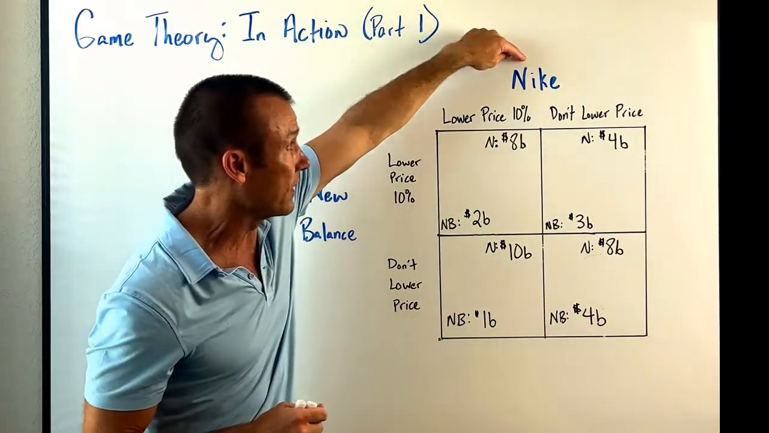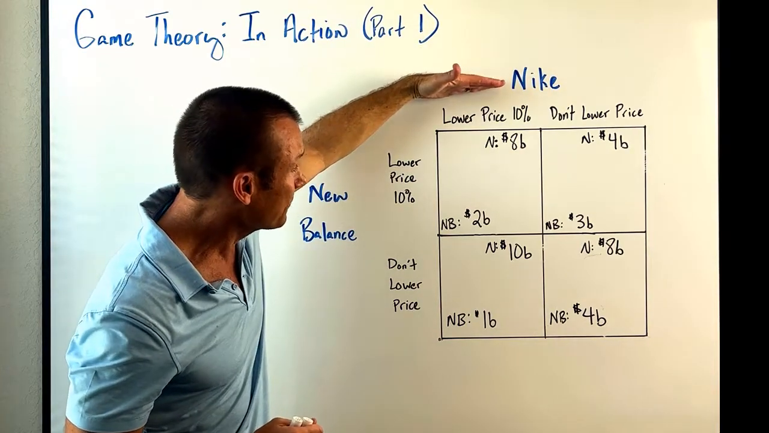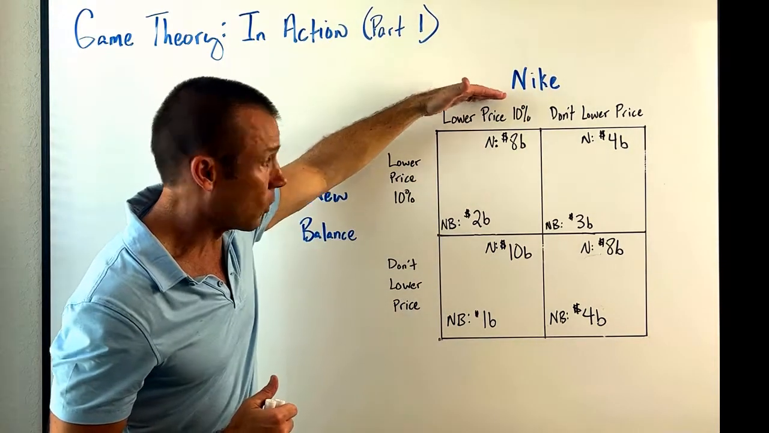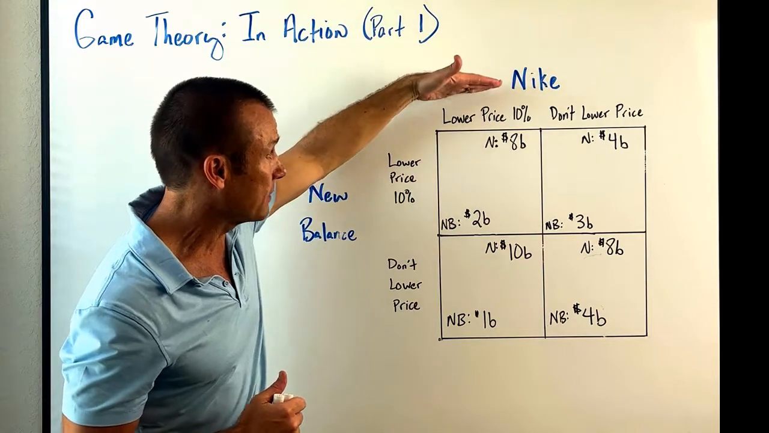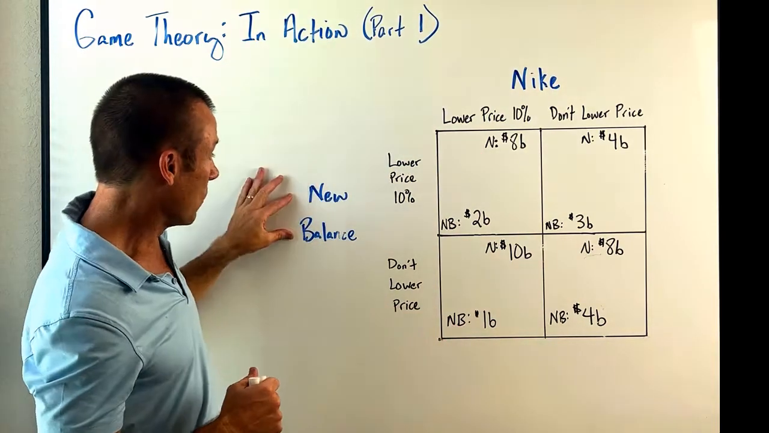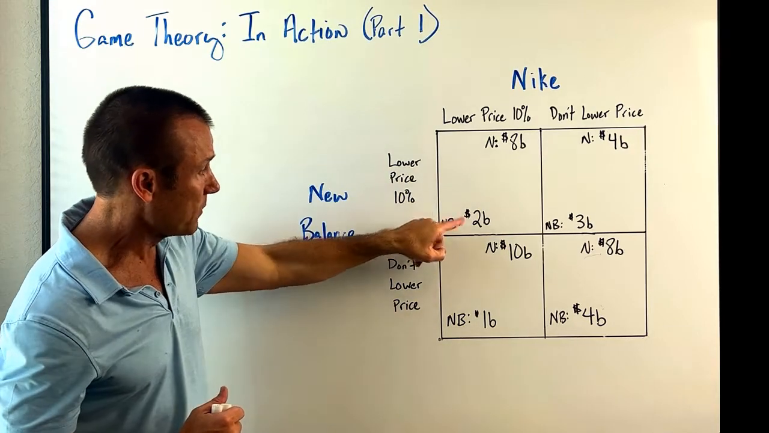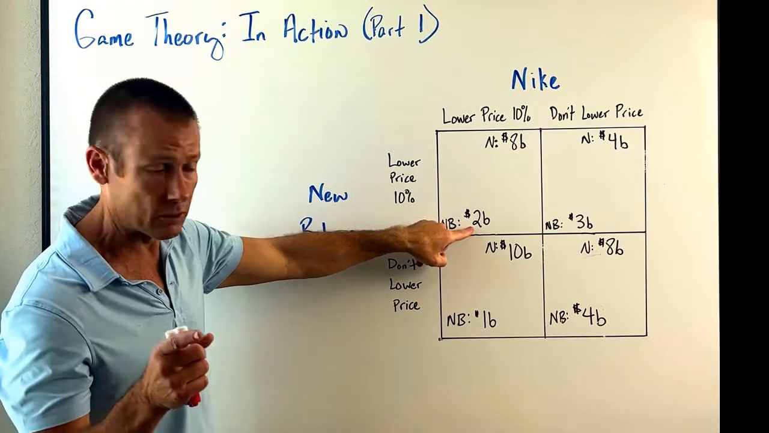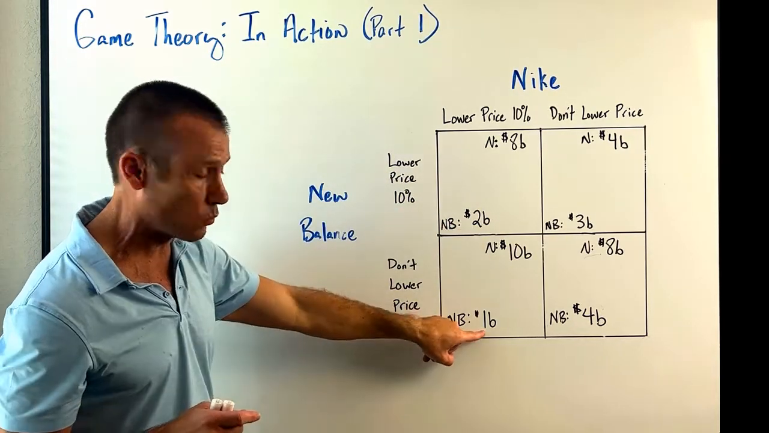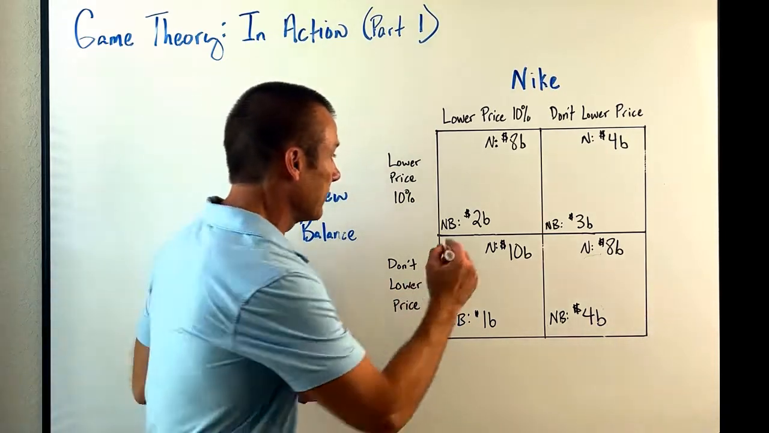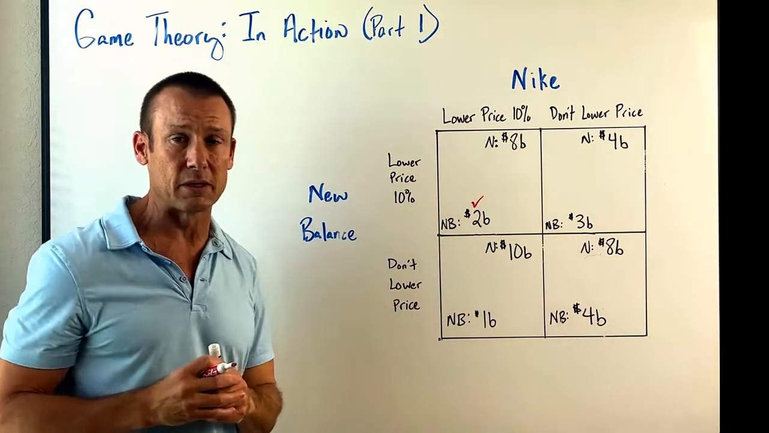What I do is I go to Nike and I say, hey, if Nike played lower price by 10%, right? So if Nike played this strategy, what would be best for New Balance? To lower their price by 10% or not lower their price? Well, if they lower their price by 10%, $2 billion in profits. If they don't lower their price, $1 billion in profits. Pretty simple, guys. They should lower their price by 10%.